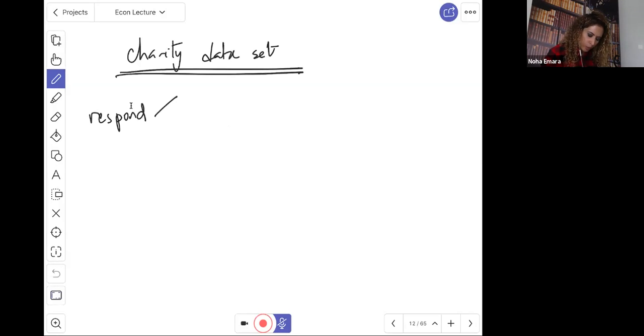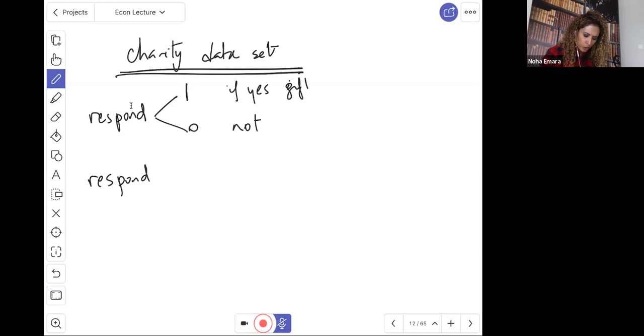So respond is going to take 1 if yes, if the person responds, let's say you're asking them to contribute to a charity with a gift. So 1 if yes, they contribute with the gift, 0 if not. That's it. So your response is a function of a set of x's, right? Let's say the amount of gift, right? Let's say the average past gifts.